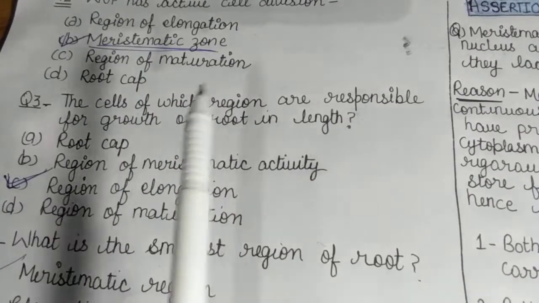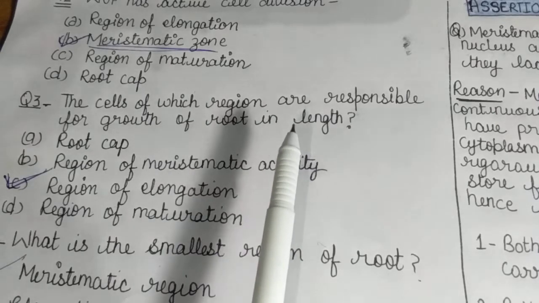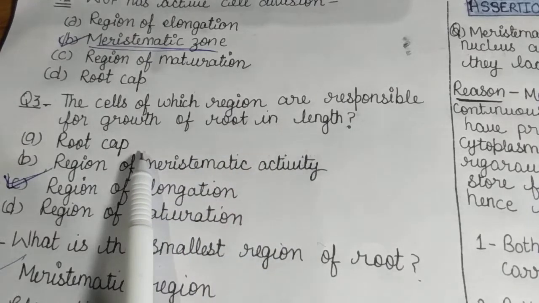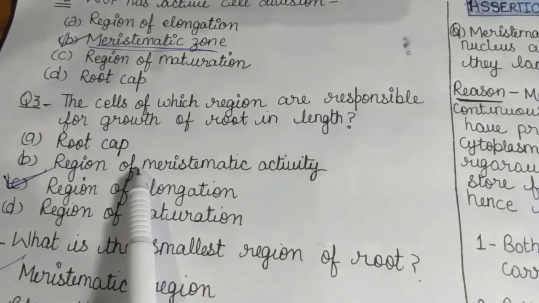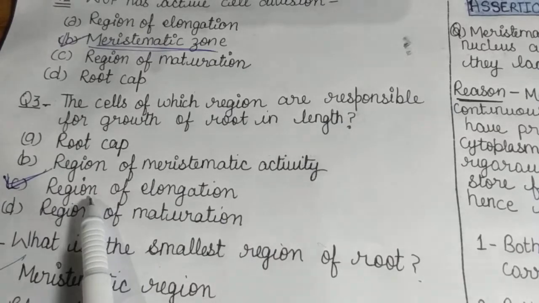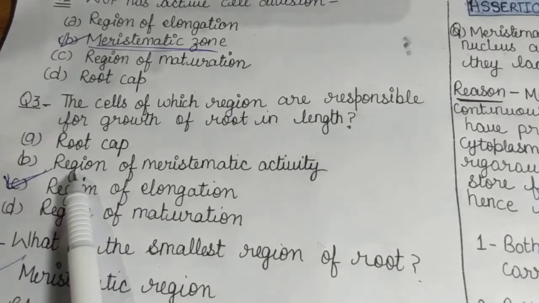Next question: the cells of which region are responsible for growth of root in length? Root cap? No, because it is present at the tip of the root and it's very small in size. Region of meristematic activity? No, because this is the smallest region of the root. Region of elongation? Yes. Why? Because in the region of elongation, elongated cells are present. So the answer will be region of elongation.